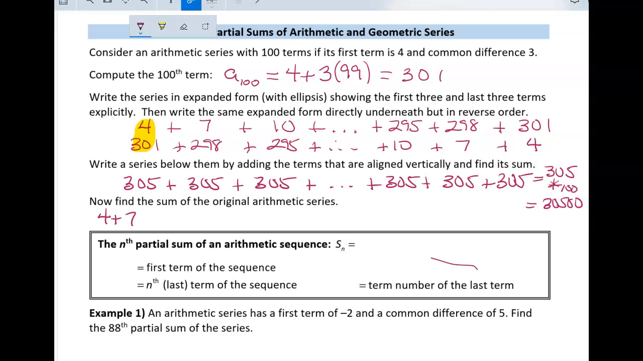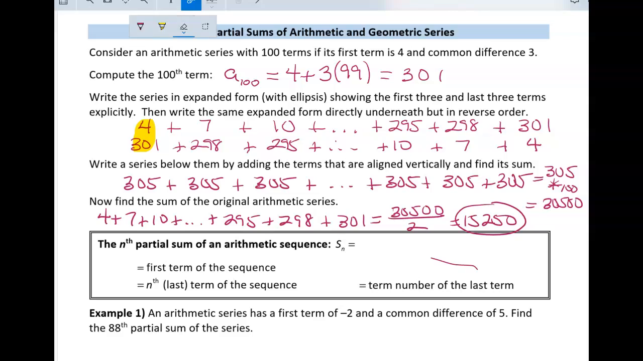Now if I want to find the sum of the original series, what we need to realize is that 305 plus 305 plus 305, etc., came from adding together the series with itself. So it's actually counted twice. And so if we just want one of those, we can take that 30,500 that we calculated and just divide it by 2, which will give us 15,250.